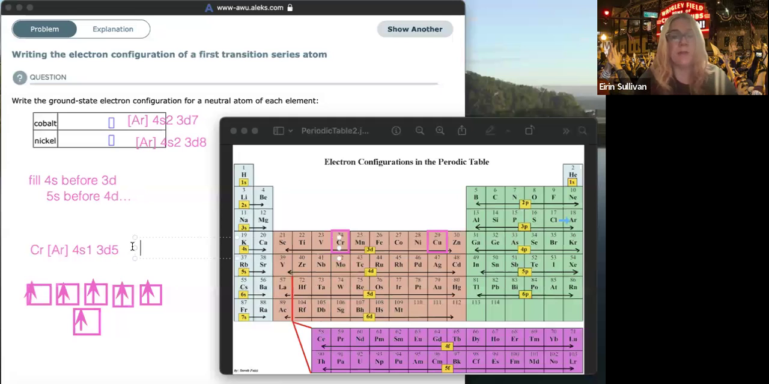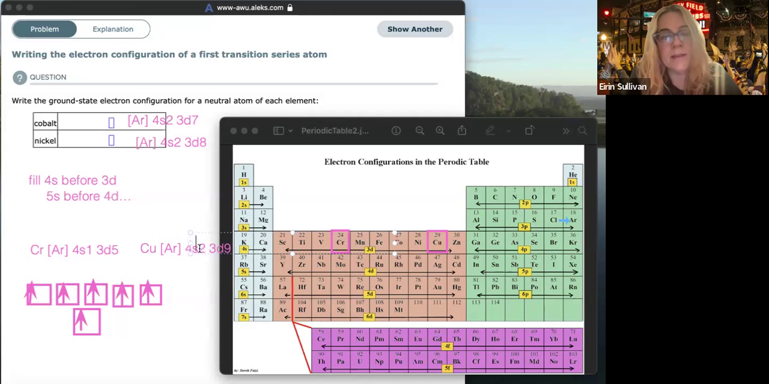And we see the same thing happening for copper, okay? So copper, you would think, is argon 4s2, 3d9. Looking at its position on the periodic table, but you'd be wrong. But actually the same thing happens, okay?